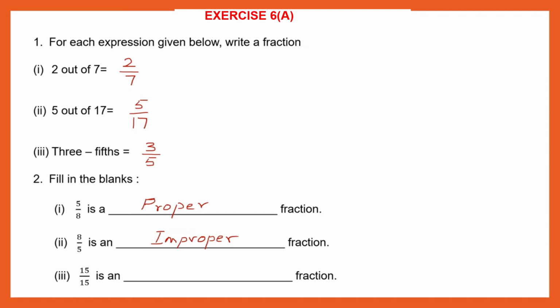Question 3, 15 by 15. The numerator and the denominator are the same. So when the numerator and the denominator are the same, it is also known as an improper fraction. So what are improper fractions? When the numerator is either greater than the denominator or when the numerator and the denominator are the same, they are called improper fractions.